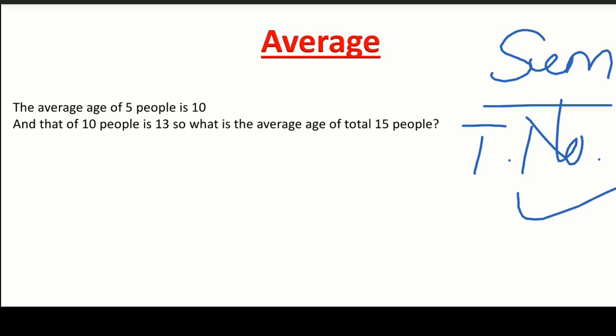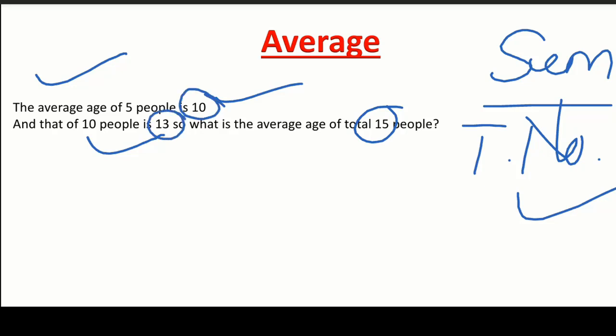How? See, this is a question, how do you find the average here? First, you will multiply 5 with 10, then you do 10 into 13, then you divide the total by 15, right? That's the basic formula, right? But my approach is, first find the minimum average in the question. What is the minimum average here? 10. Here also 10, right?